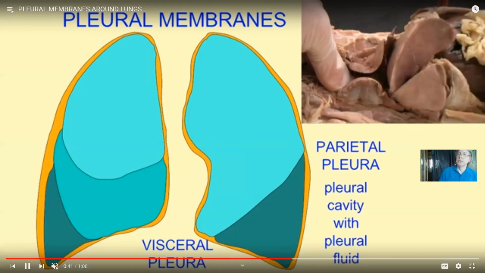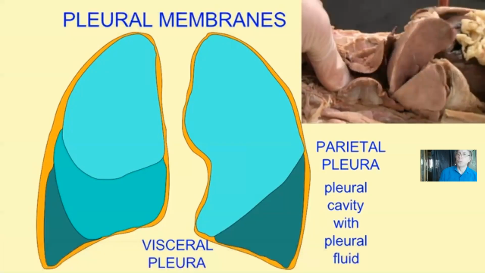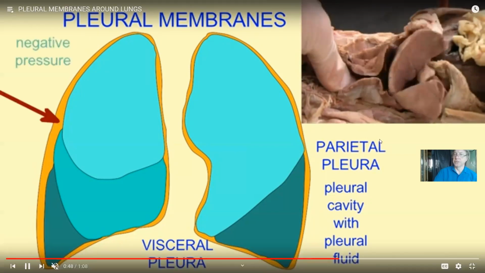So the lung lobes are constantly moving. We don't want them to develop blisters and adhesions. And so therefore, this lubricating fluid in this space helps to prevent that.